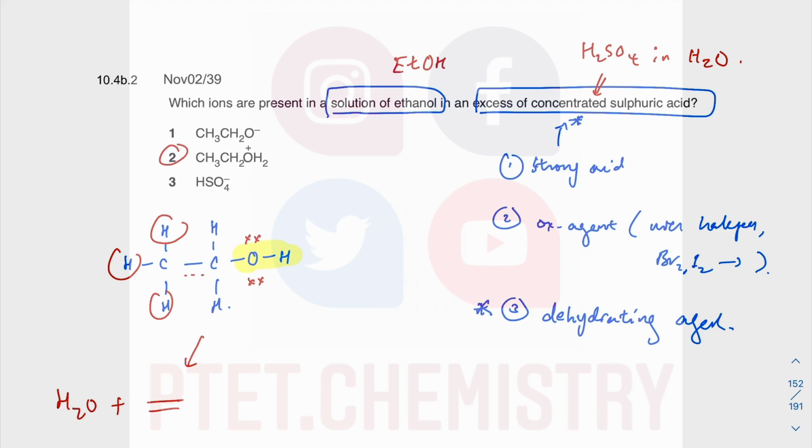This can definitely pick up an acid, and you can get CH3CH2OH2+ like that, and that is a very common oxonium ion. You have done this in acid-base chemistry.